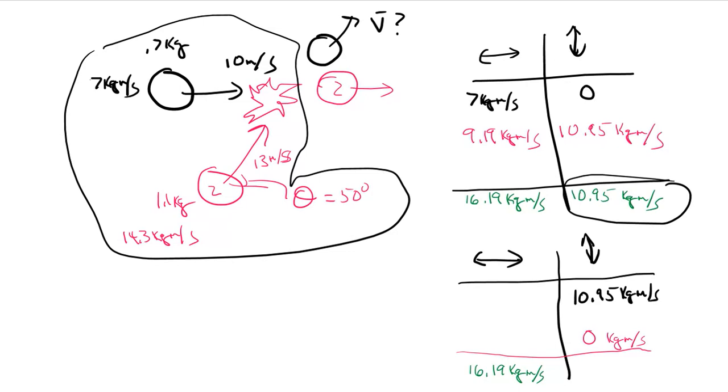So let's put one more piece of information in here. I can do a few things, but let's say that after they collide, I see that this ball is now traveling at 60 degrees. So let's say that's the case. It's traveling at 60 degrees after the collision.